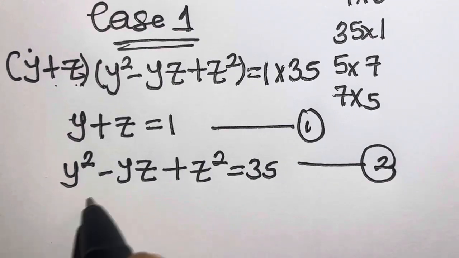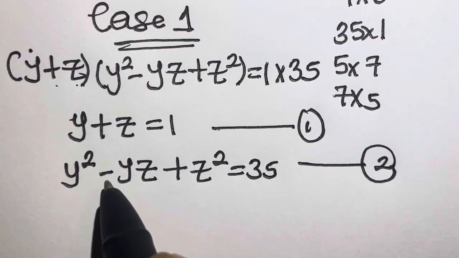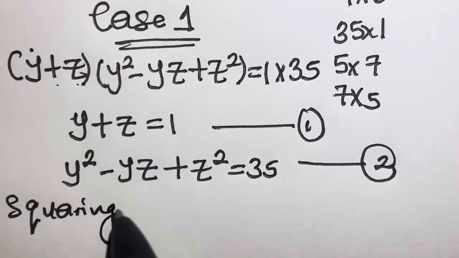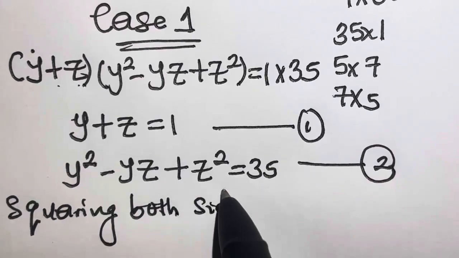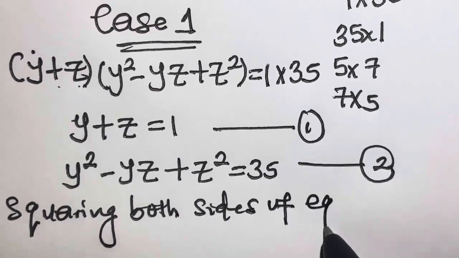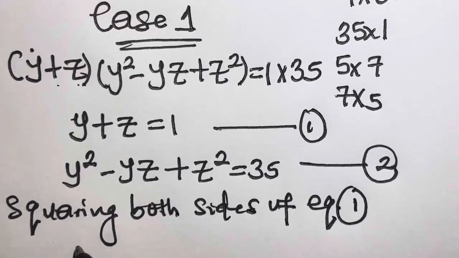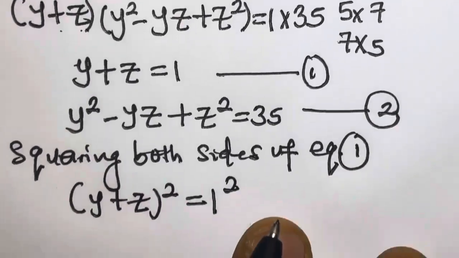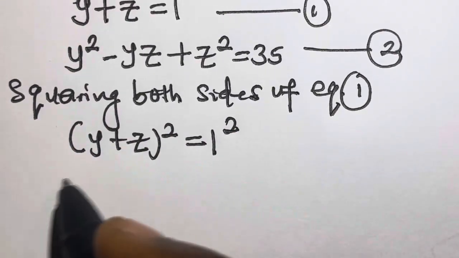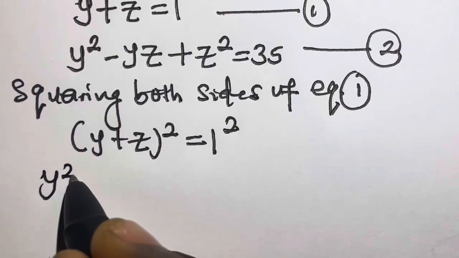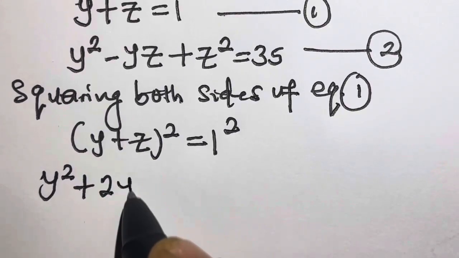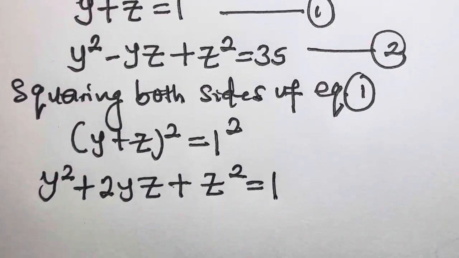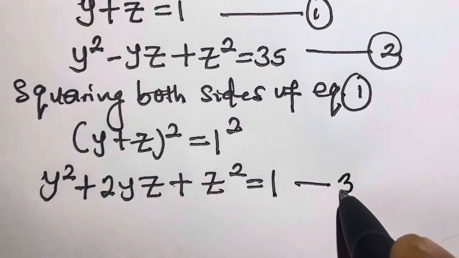Here, let's square both sides of equation 1. If we do, we are going to have y plus z squared equals 1 squared. And what do we have? We will have y square plus 2yz plus z square equals 1. Let's number this equation 3.